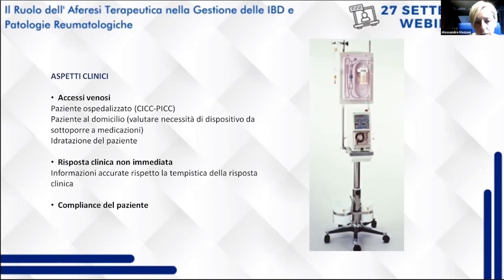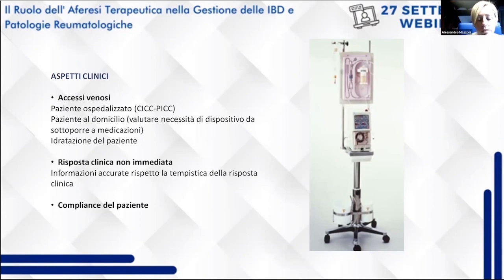The other aspect to definitely stress, especially in patients with severe diarrhea who are in the active phase of disease, is hydration, because the vascular access is often drained and it is difficult to perform a venipuncture. Another point which requires a lot of attention when the patient is at a medical appointment is information on the clinical response.